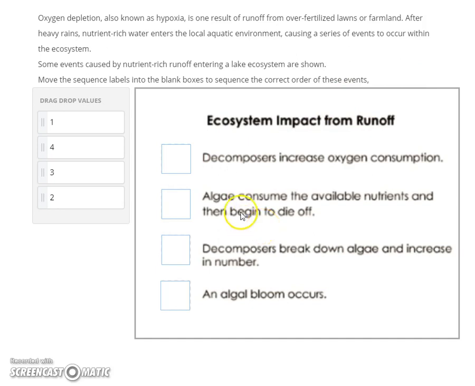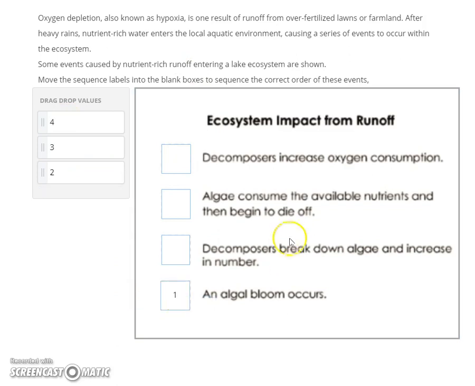Alright, another sequence one. This has to do with fertilizer runoff. When fertilizer runs off of areas like farmland or over-fertilized lawns and it runs into streams and rivers, lakes, ponds, it can cause algae to start producing like crazy because there's all kinds of nutrients available. That makes the algae want to reproduce and they grow like crazy. We call that an algal bloom.